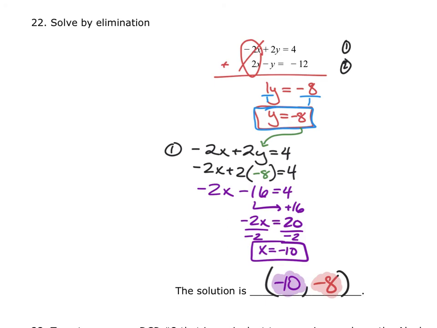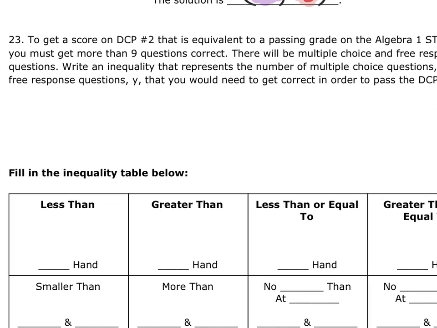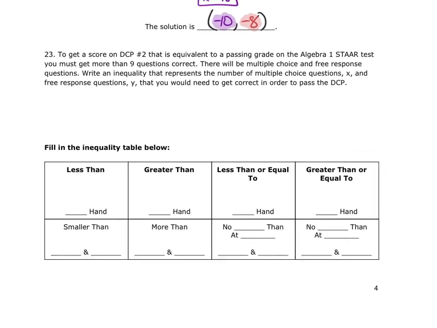Cool. All right, the last couple things on this review ask about writing equations, systems of equations, and inequalities. So let's read number 23 together. It says, and this is true, by the way, this information is true: to get a score on DCP number 2 that is equivalent to a passing grade on the Algebra 1 STAR test, you need to get more than 9 questions correct. There will be multiple choice and free response questions. Write an inequality that represents the number of multiple choice questions, x, and free response questions, y, that you would need in order to get a pass on the DCP.